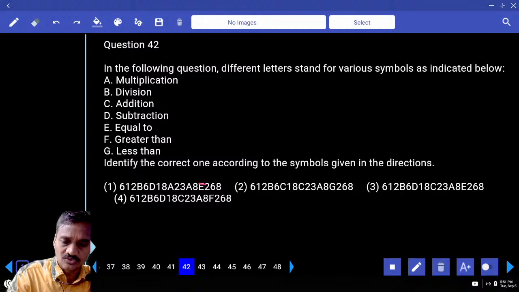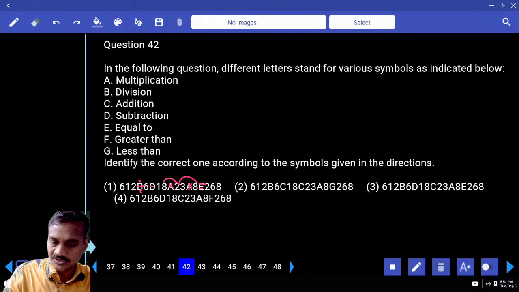E is here, 268. Now 612, B stands for division, D stands for subtraction, and A is for multiplication. Now 18 into 23, 23 into 8 is a huge number. Hence choice 1 cannot be your answer. Then choice 2, and where is E here? E is not there, equal to, F is greater than.